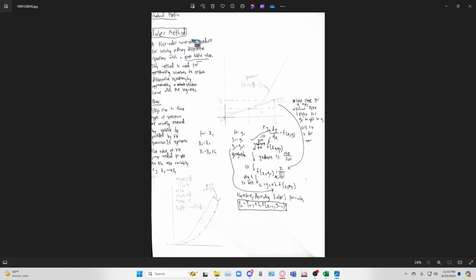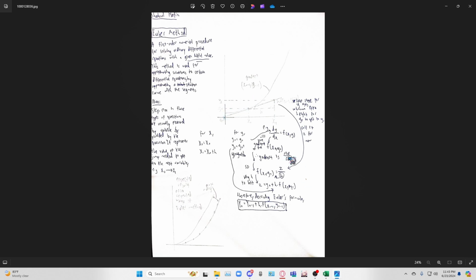So we have my explanation for the Euler method, which is a first order numerical procedure for solving ordinary differential equations with a given initial value. To derive the Euler formula, we are going to use the gradient of the curve, which is xn minus 1, yn minus 1, and the step size, which is depending on the x-axis, h, to find this unknown height here, the value between y0 and y1.